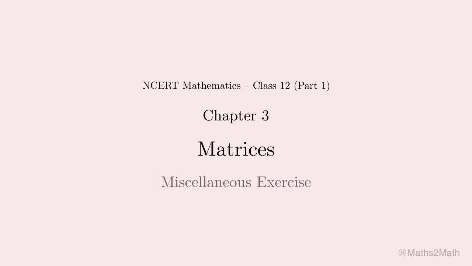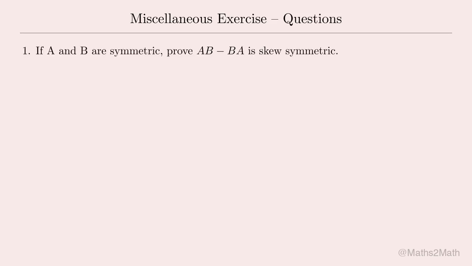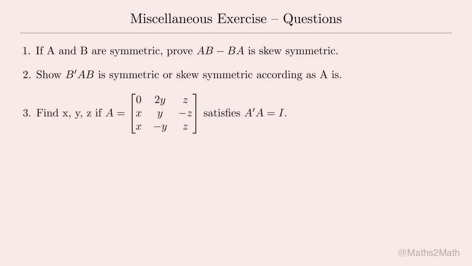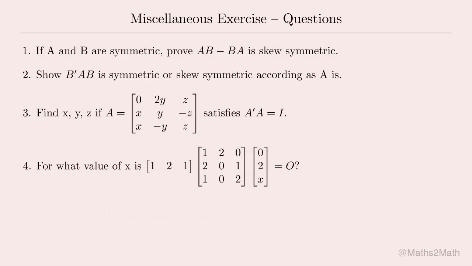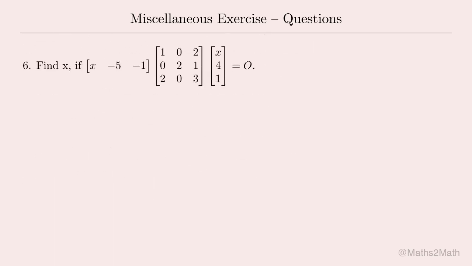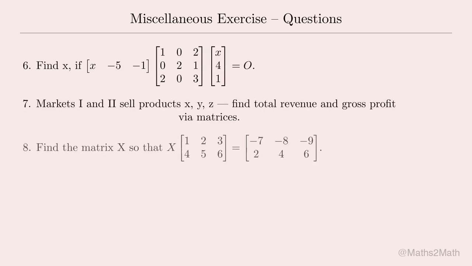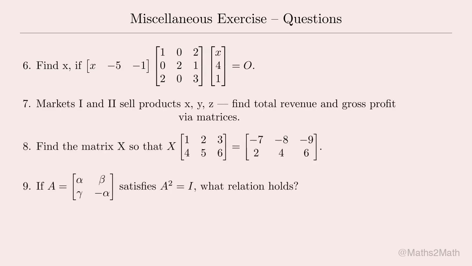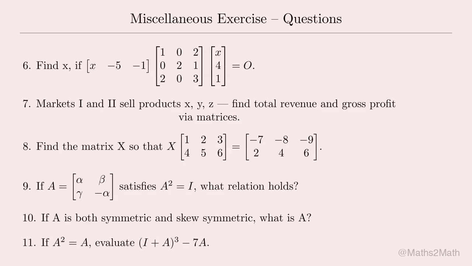In this video, we are solving the miscellaneous exercise of Chapter 3, Matrices, from the NCERT Mathematics textbook for Class 12, Part 1. The miscellaneous exercise has 11 questions mixing everything from this chapter: transpose proofs, orthogonality conditions, matrix equations, an applied revenue problem, and 3 sharp conceptual questions. Here they are.